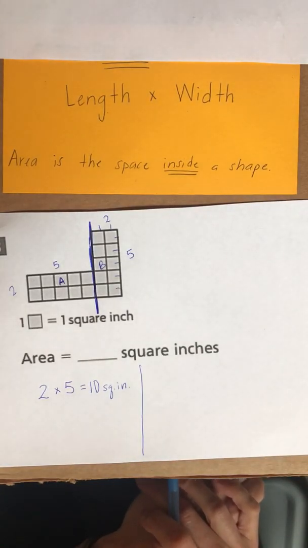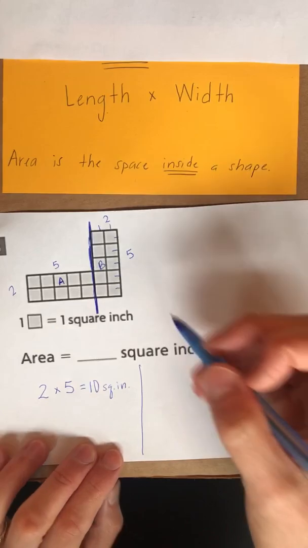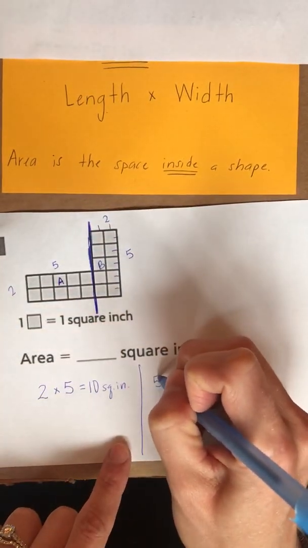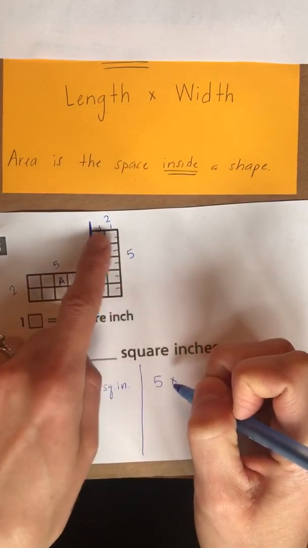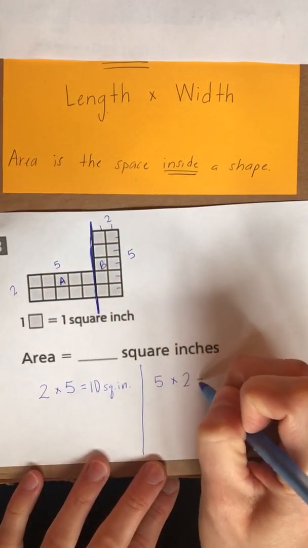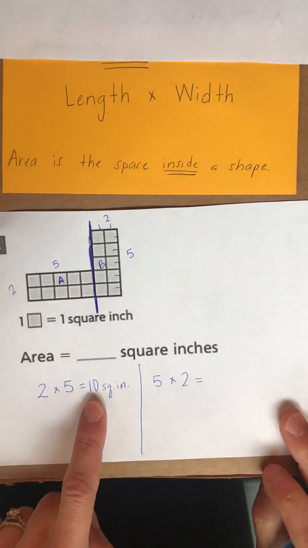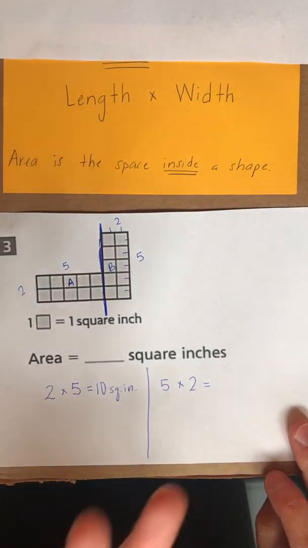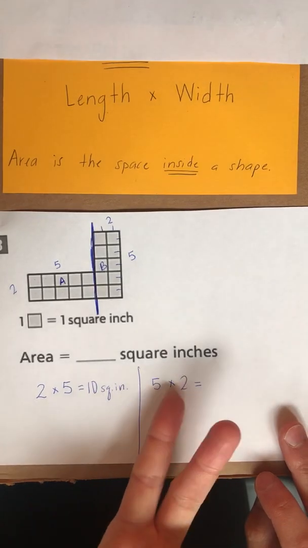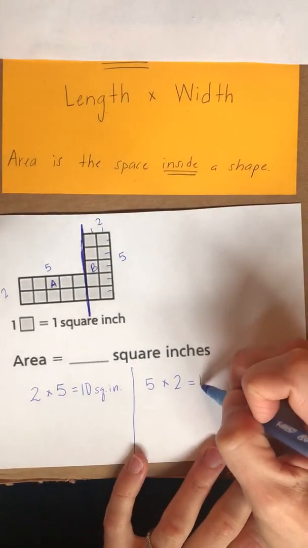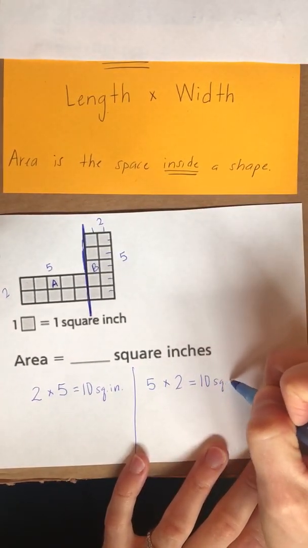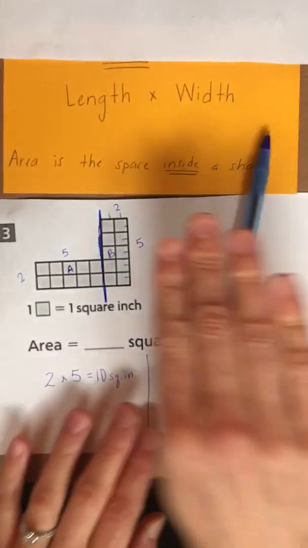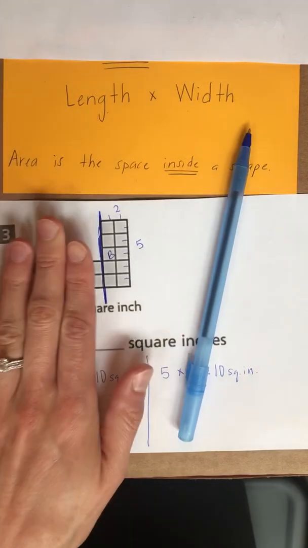Okay, friends, great job. So you should have told me the area of B is 5, because that's the length, times 2, because that's the width. And if 2 times 5 equals 10, all we did was take our factors and flip them around, right? So 5 times 2 is also equal to 10 square inches. Good. Now remember, you found the area of a part, and you found the area of the other part.